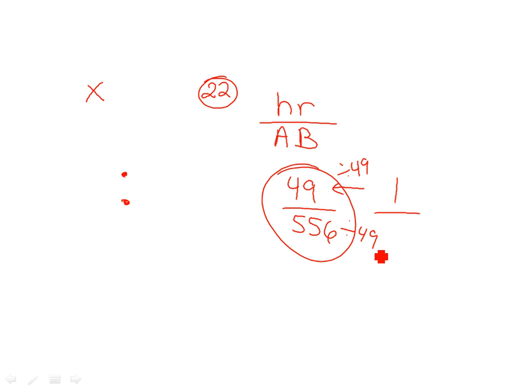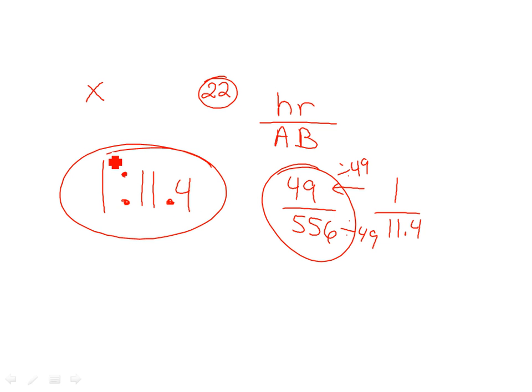And it's not going to come out even, so this time I won't yell at you for giving me a decimal. 11.4. There it is. So what are they saying when they say this? Every 11 bats, he had one home run. So if he bats 11 times, we expect that he's going to hit at least 1 home run.